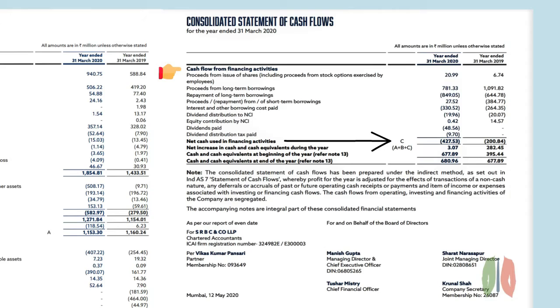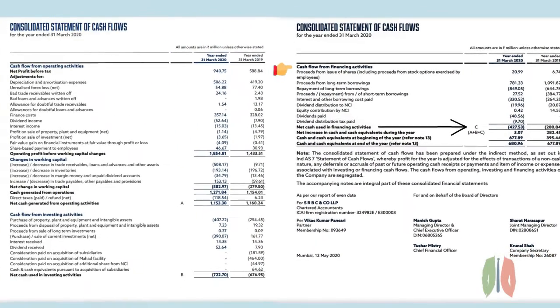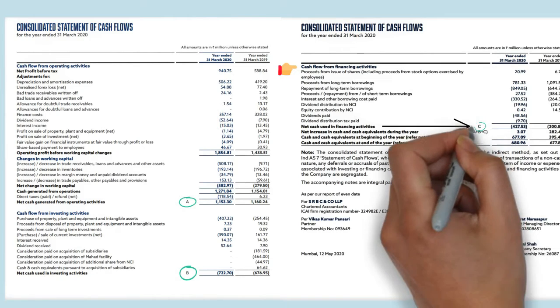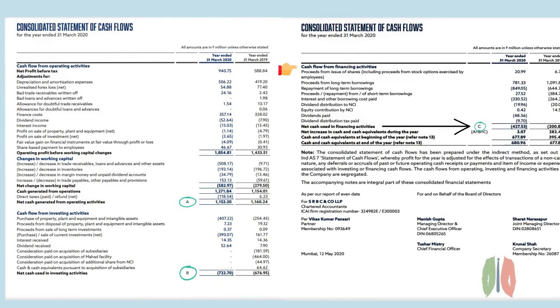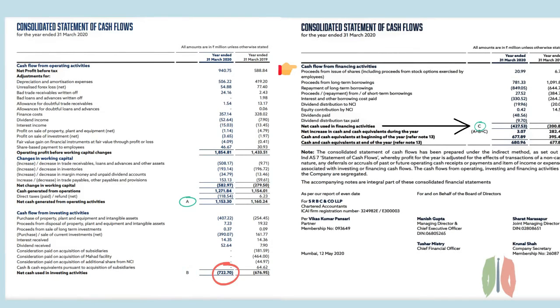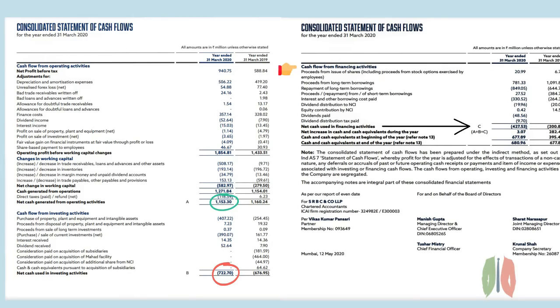So to calculate the net cash which is generated, we have to take the algebraic sum of all these three things, A, B and C, which is we'll be removing 722.7, which is in bracket, from 1153.3, and then removing 427.53. So we'll be getting a result of 3.07. So the net cash which is generated by this company in this year is 3.07, that is 30 lakhs.